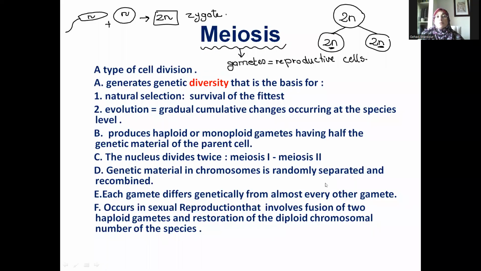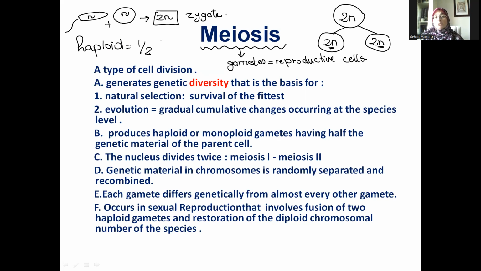Okay. So meiosis is important because it is the process by which we divide the chromosomal number by 2 and we obtain a monoploid or haploid. Haploid means, when I say, for example, a haploid gamete, I mean a gamete or a reproductive cell that contains half the original number of chromosomes.